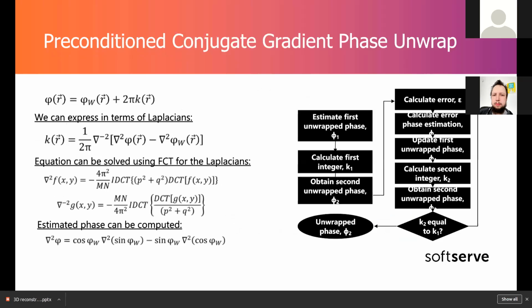So, for example, there is the preconditioned conjugate gradient phase unwrap. It's some analytic function, where we describe our expression in terms of the Laplacian, and then, using the fast cosine transform for the Laplacian, we can restore or estimate the unwrapped phase. But as we can see, this method is quite heavy.